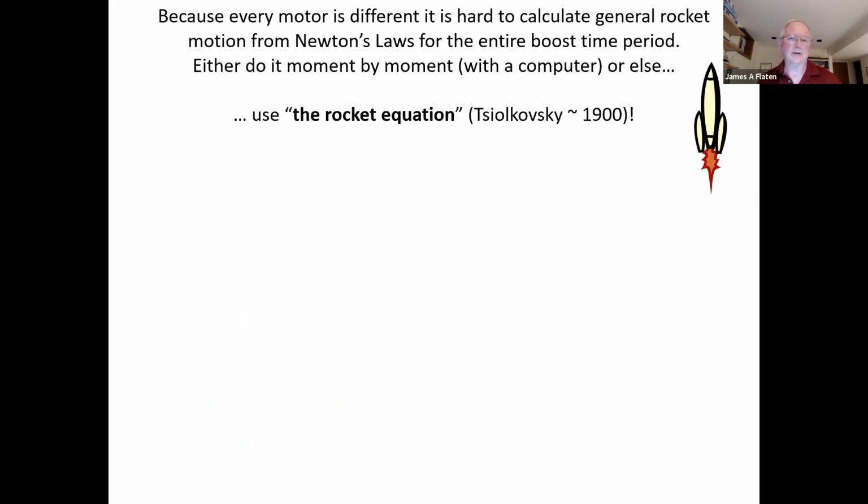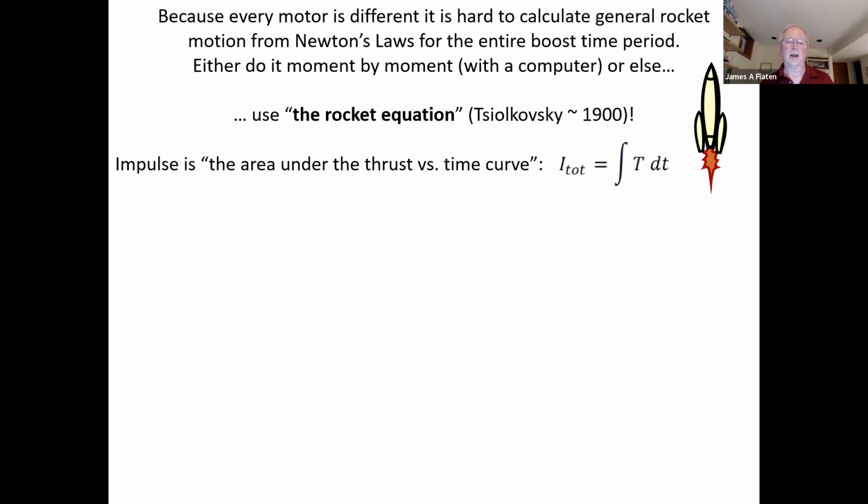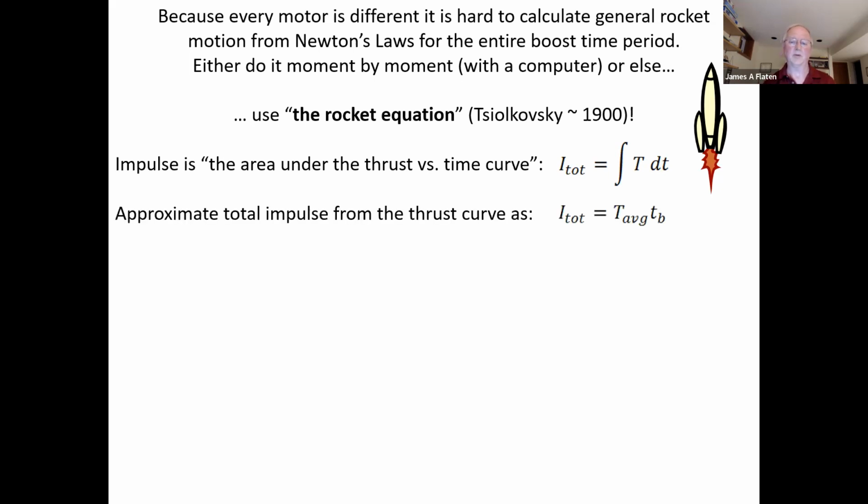It turns out that somebody figured out back around 1900 a specific equation called the rocket equation. And this rocket equation helps you figure out, if you know the impulse, how much speed you can pick up using this motor. Okay, so the impulse is the area under the thrust versus time curve. Or you can essentially calculate that as the average thrust multiplied by the burn time.